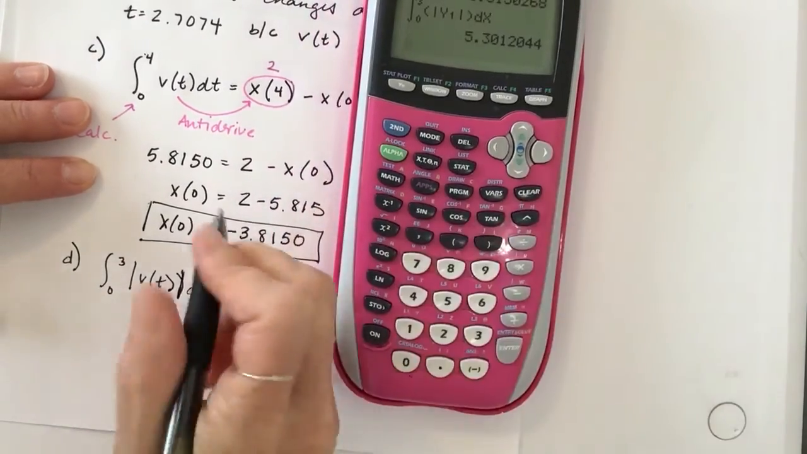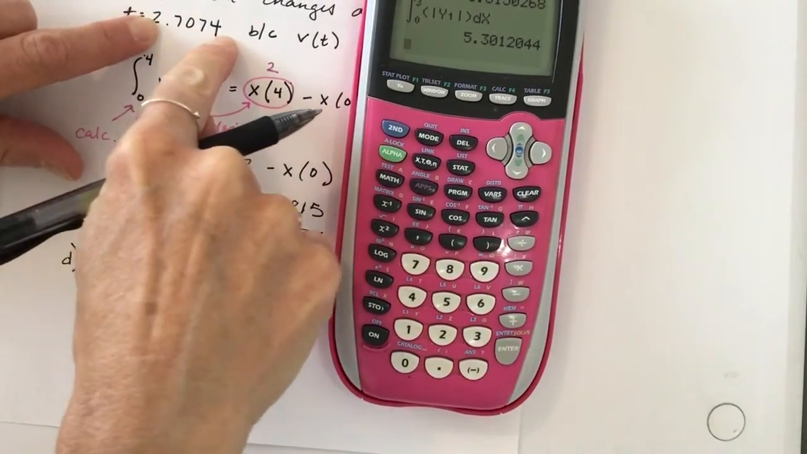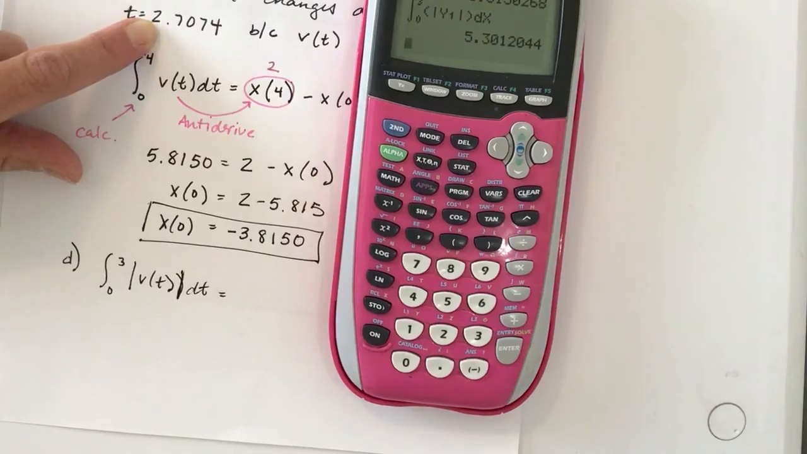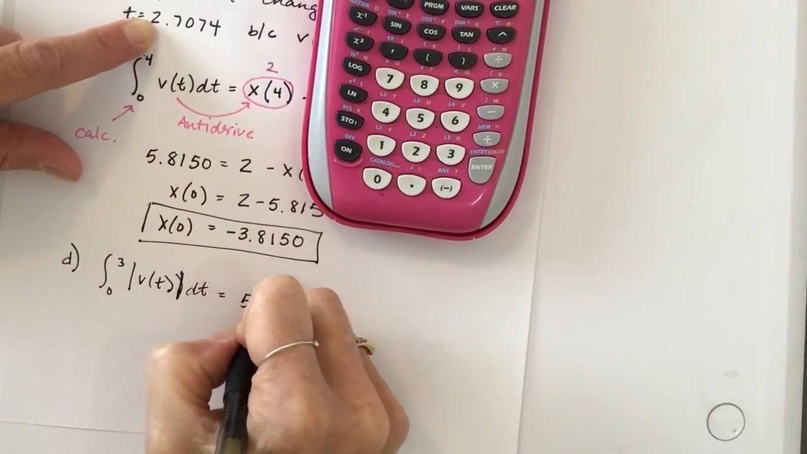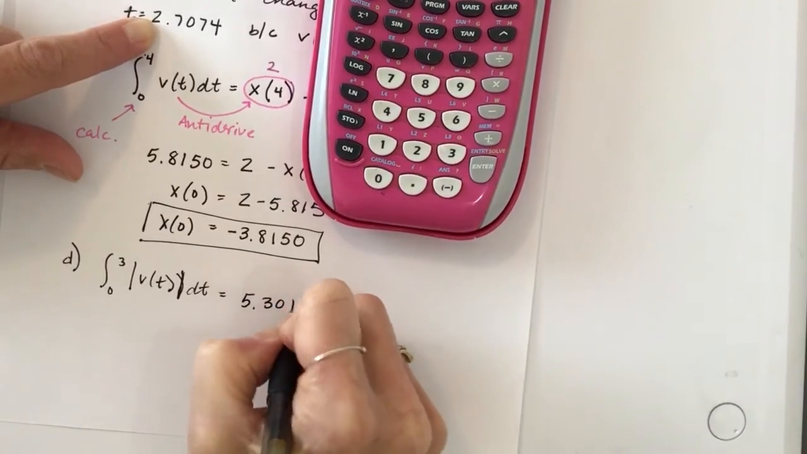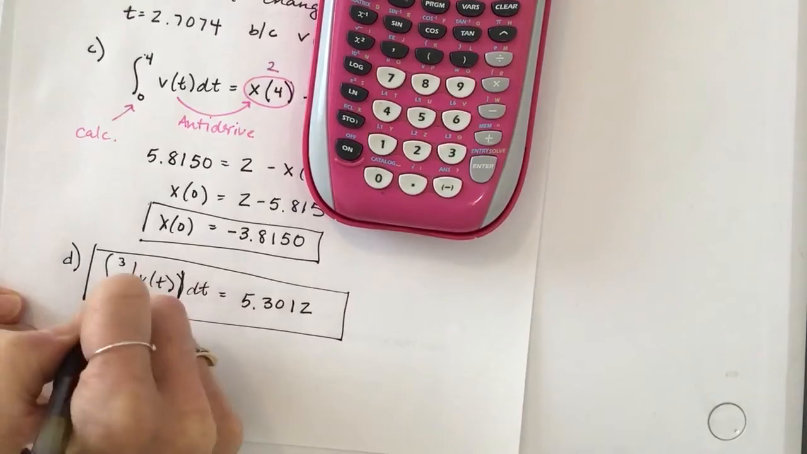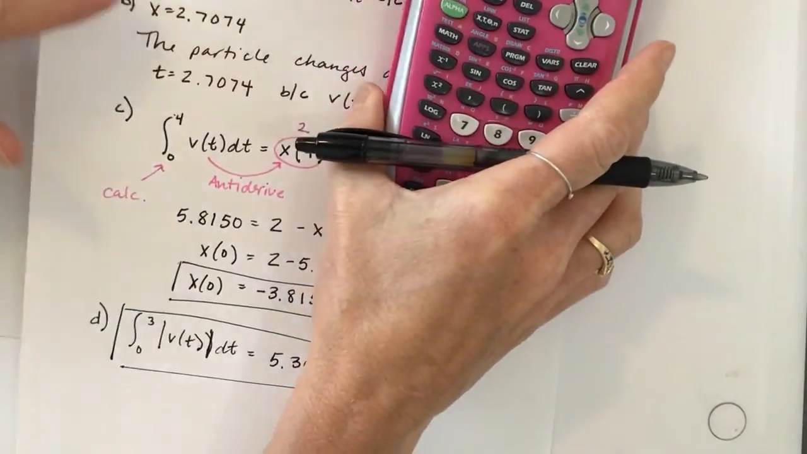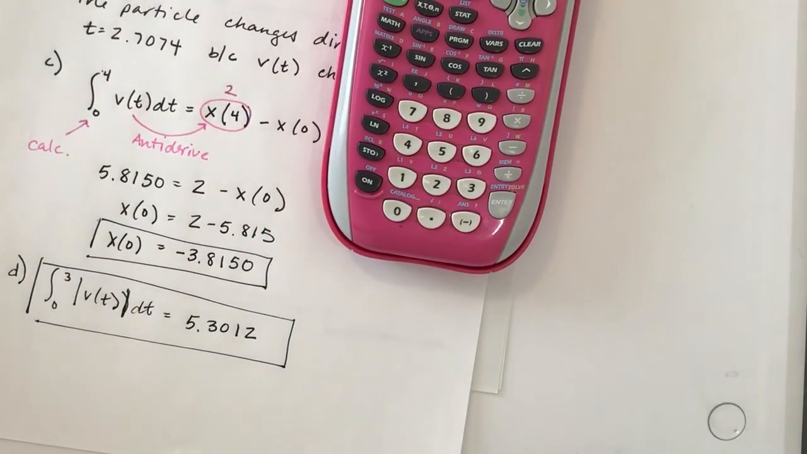You could also go from 0 to 2.707, and then from 2.707 to 3, and then take the absolute value of the portion that's going left. But we don't have to do that because we've got a calculator that does it all for us. And that's it. You did it. You did number 2 out of the 2016 free response. Good work.